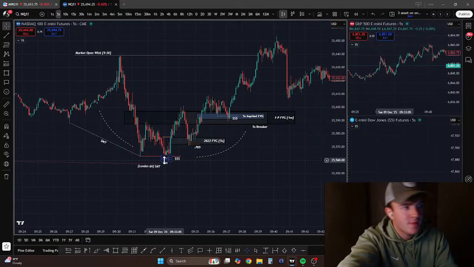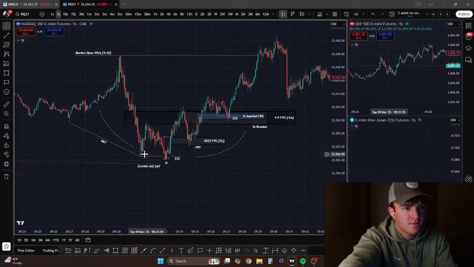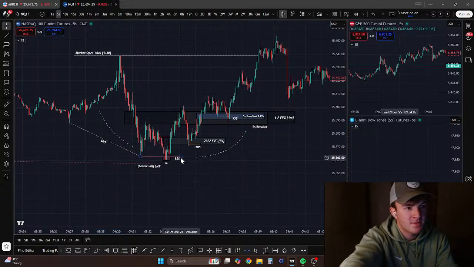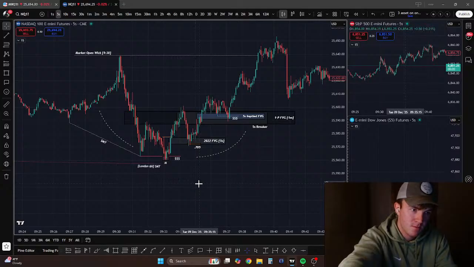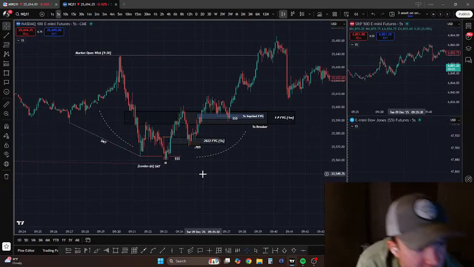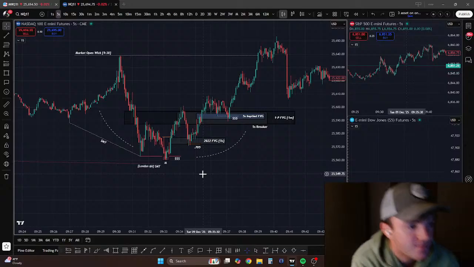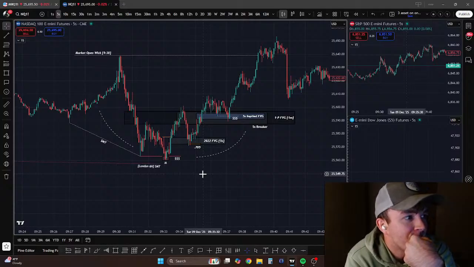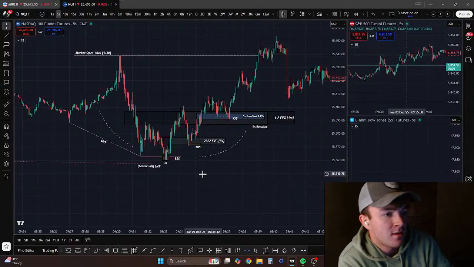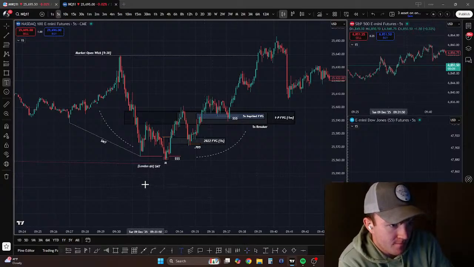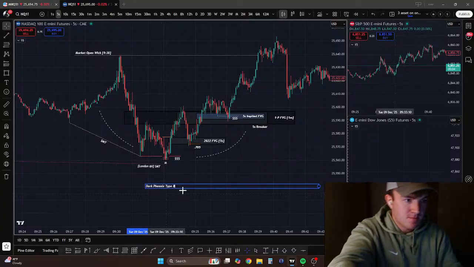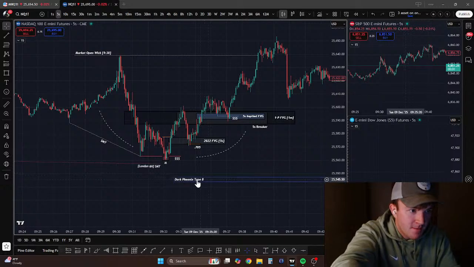You know what? I guess you could consider this Dark Phoenix because the S&P is not invalid. Yeah, this is a Dark Phoenix type beat. I'm now realizing that that's possible. Alright.